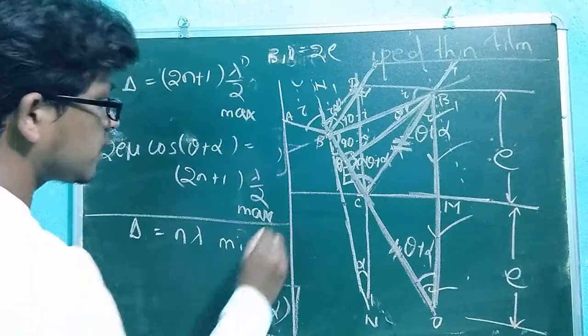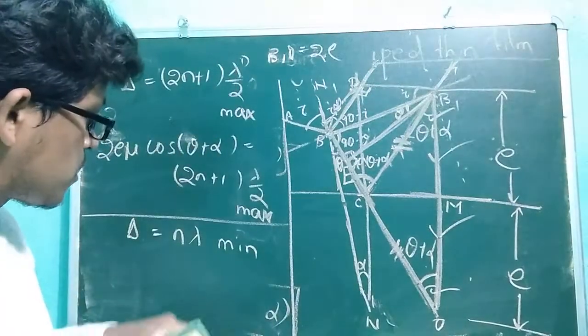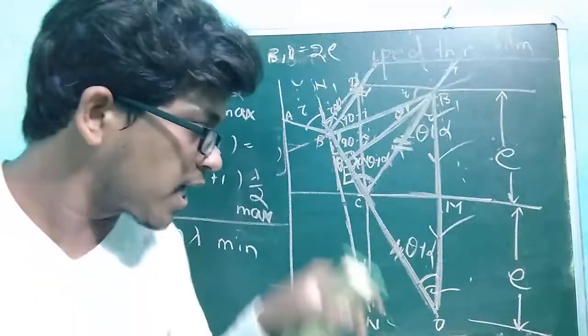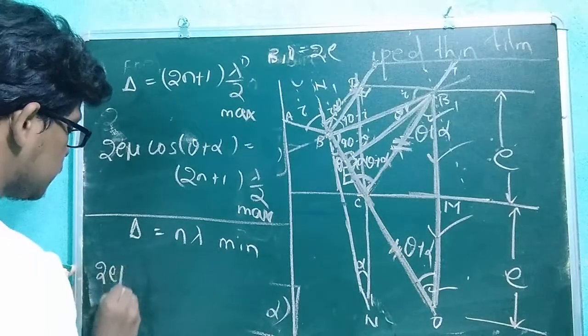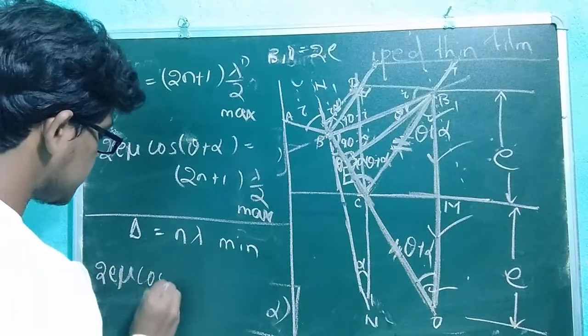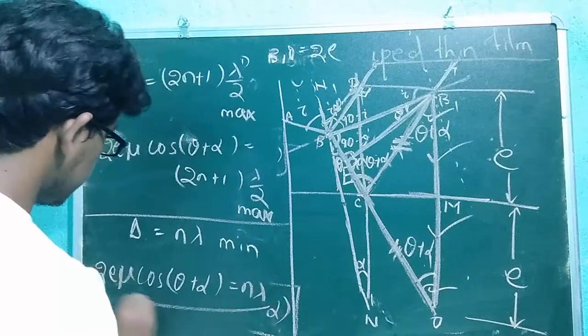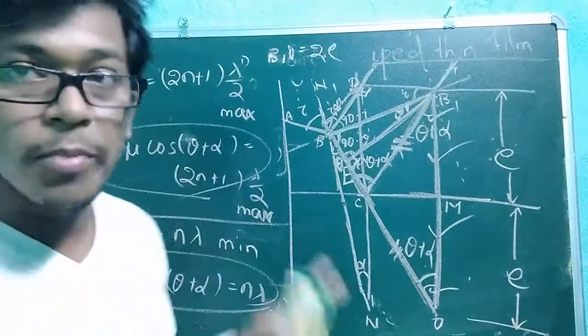This is different from the Young's double slit experiment. In Young's double slit experiment, you get maxima in this case and minima in the other case. So try to remember these things, they are a little bit different. Whenever the calculated path difference equals n lambda, you will get minima. This is for maxima. So this is a wedge film.